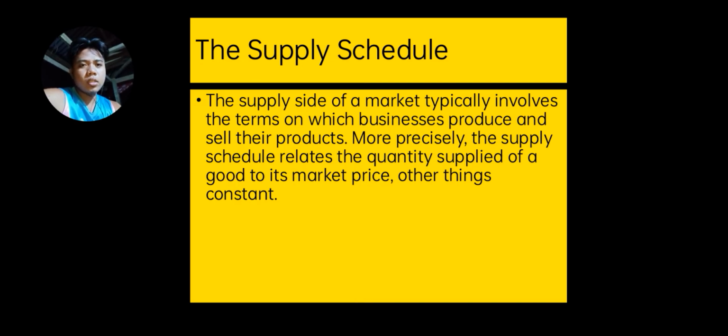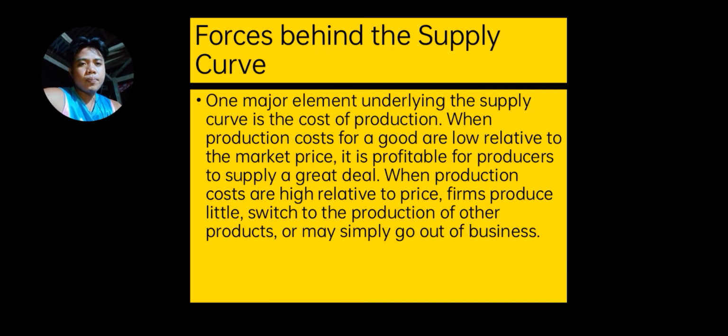The supply schedule. The supply side of the market typically involves the terms on which businesses produce and sell their products. More precisely, the supply schedule relates the quantity supplied of a good to its market price, other things constant.